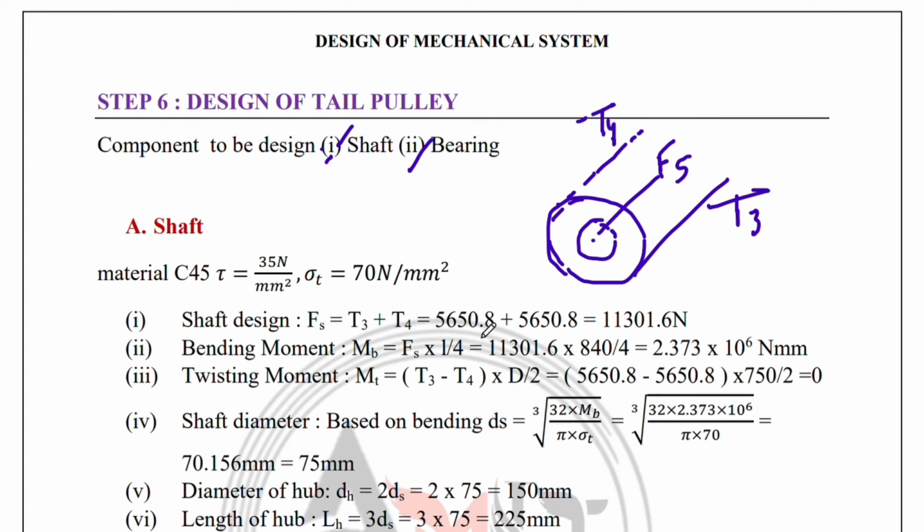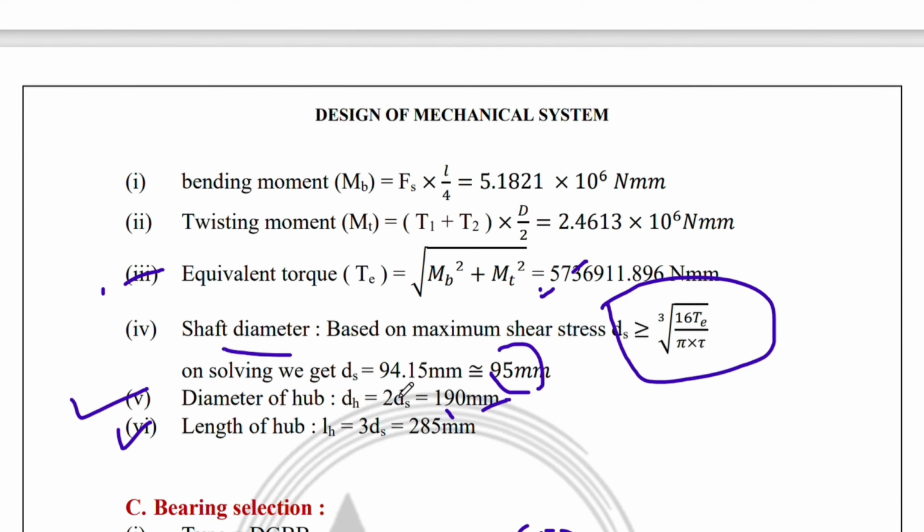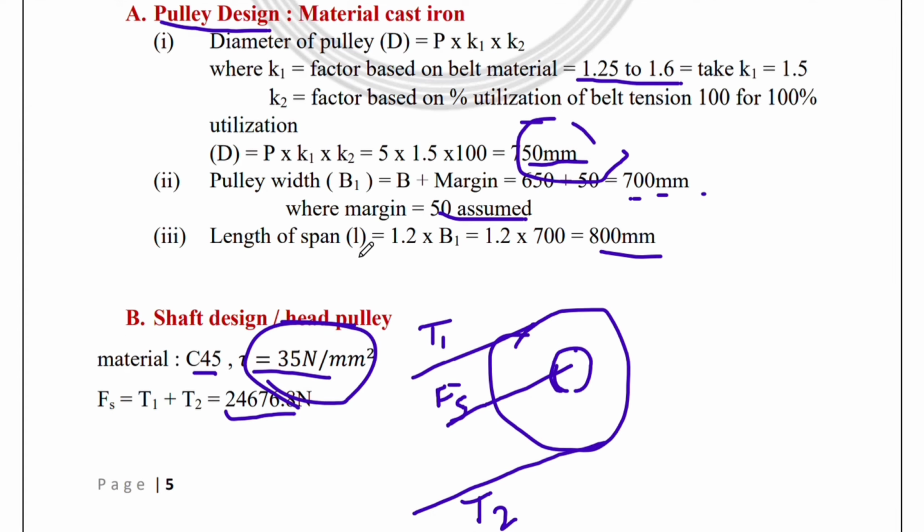T3 and T4 both values you got in step number 4, flat belt design, where we found these two values. Put both values, get the answer, which will be 11,301.6 Newton. Next we find the bending moment, which will be Fs into L by 4. L will be the length of span, which we have found here.